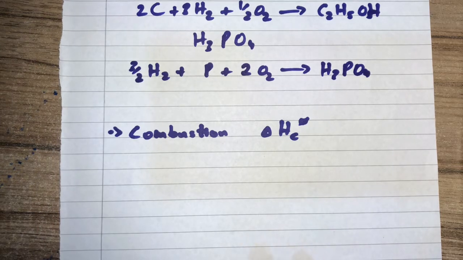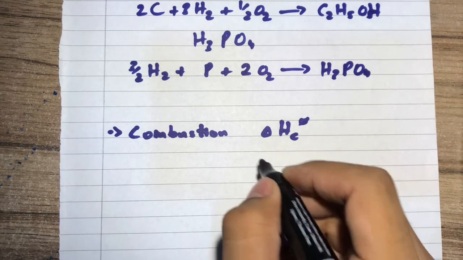Now, next is the standard enthalpy change of combustion. The definition of this is the enthalpy change that occurs when 1 mole of the compound is completely burned in the presence of excess oxygen under standard conditions. So again, over here only 1 mole of the compound is being burned. So for example, if we have to write the equation for the standard enthalpy change of combustion of, for example, carbon dioxide.